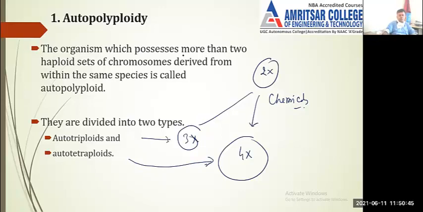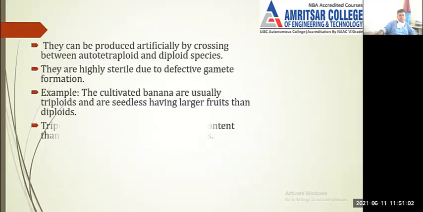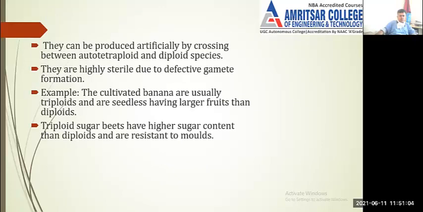Here the ploidy is changing. What is ploidy? Ploidy means the sets of chromosomes. X is changing. There is a triploid sugar beet. Now they have more sugar content.